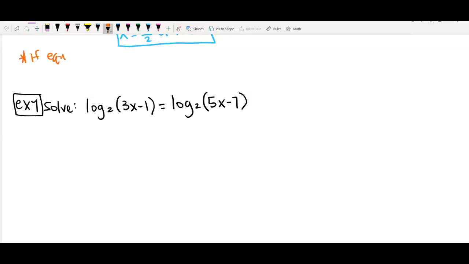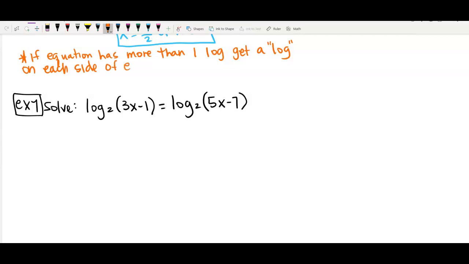So let's see, I want to say if equation, ooh, that looks funky. Equation has more than one log, get a log on each side. So meaning this could have started off with both of those logs on one side of the equation. We want to move it so that there's one log on each side of the equation.